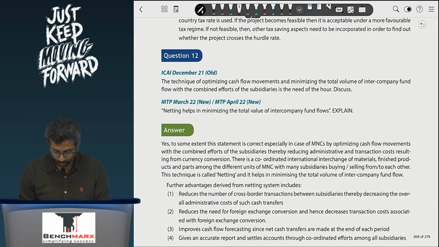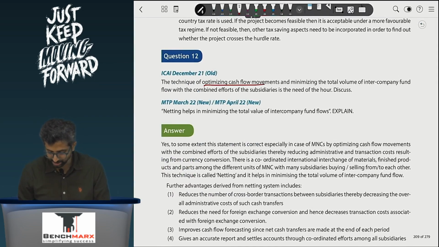Next, optimizing cash flow movements and minimizing the total value of intercompany fund flow with the combined efforts of subsidiaries is the need of the hour. You won't understand what is written here.